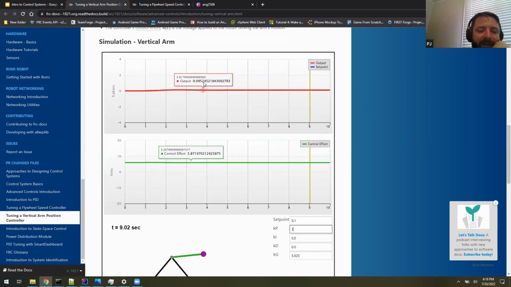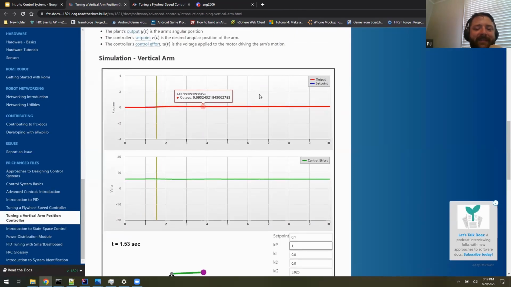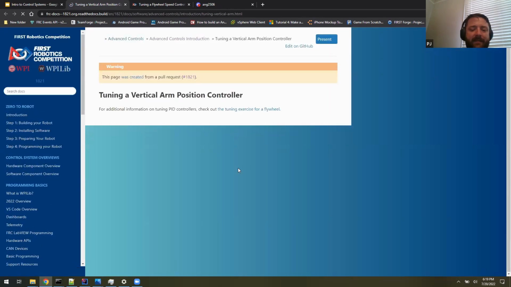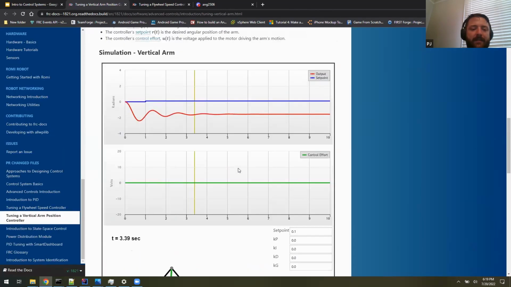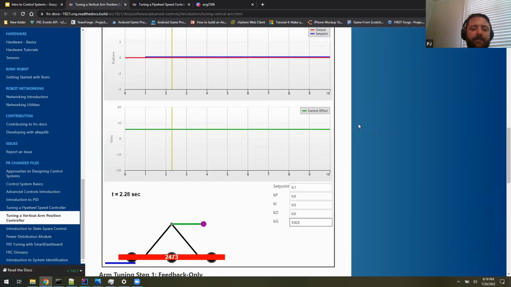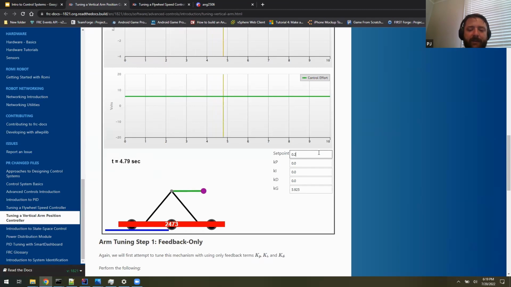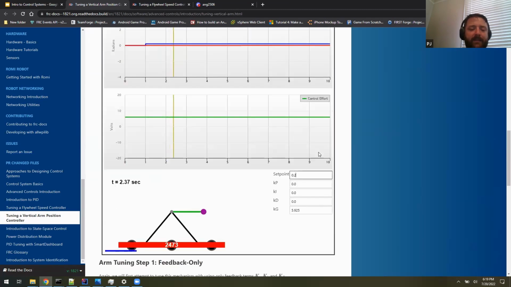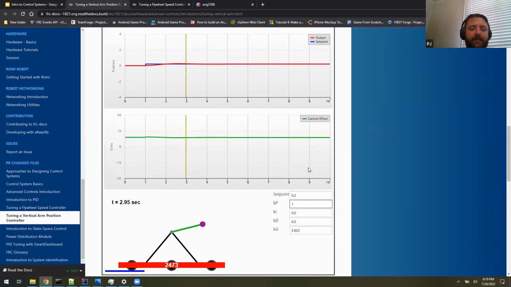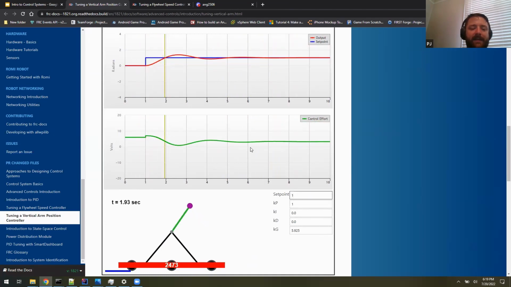Can't really see what's going on. Did I zoom in on this or something? Let me refresh the page. Or let me give it a different goal, I guess. Okay. So I guess here we go. We'll make it go almost vertical.